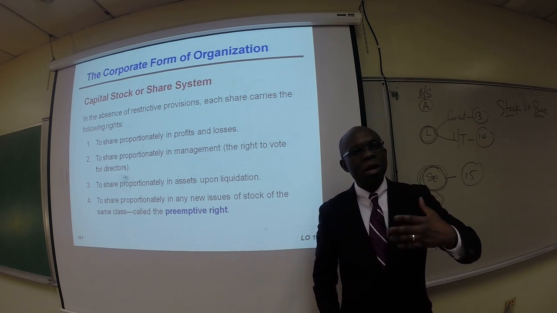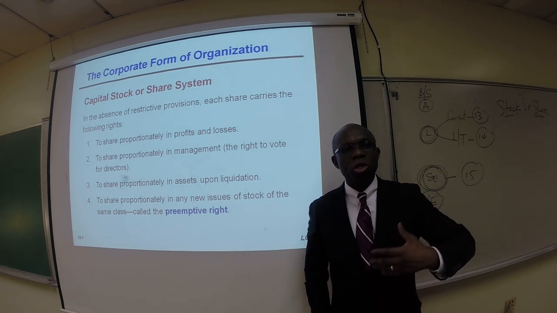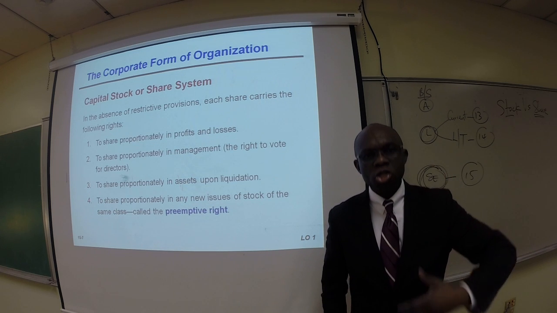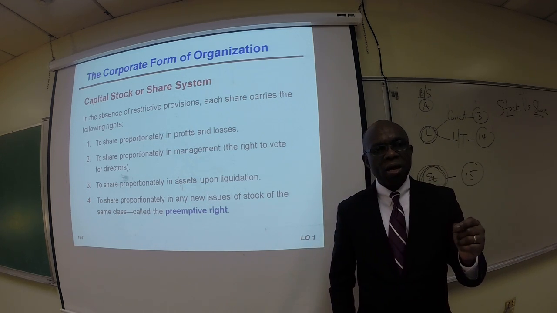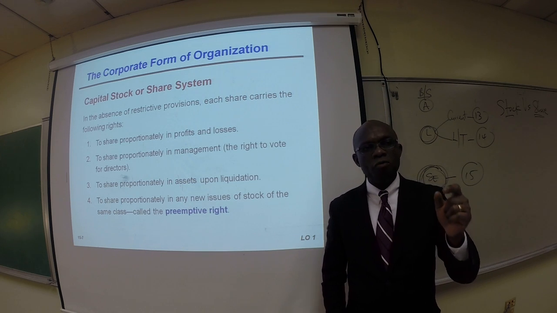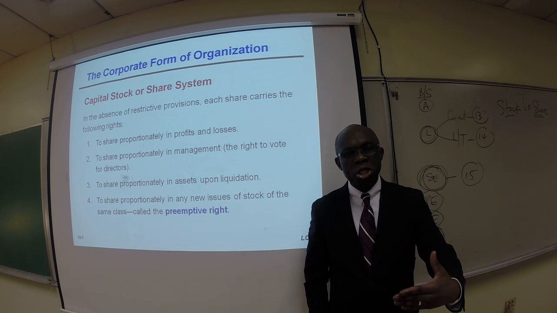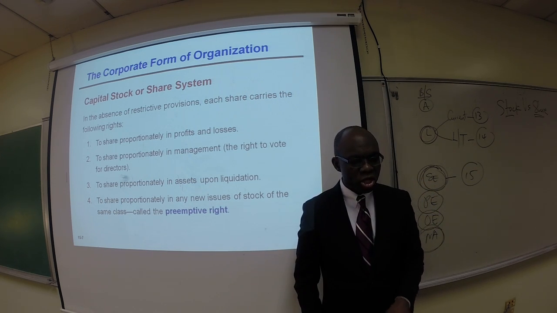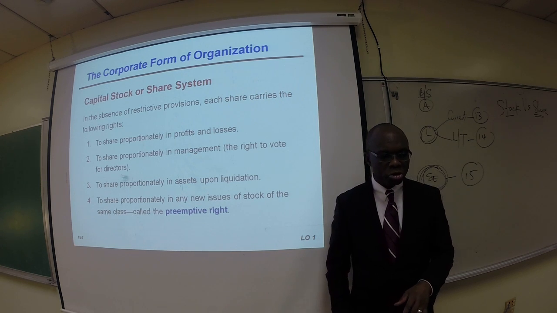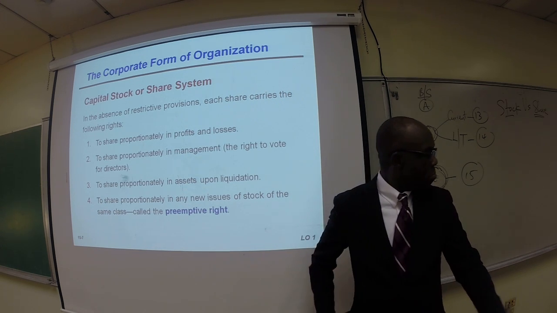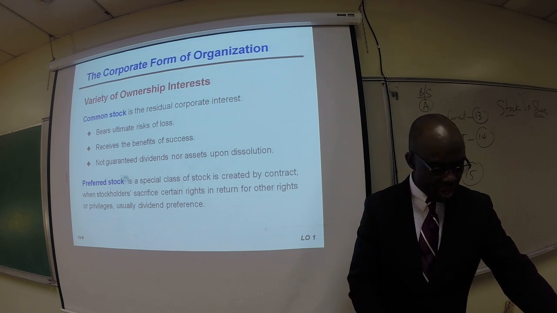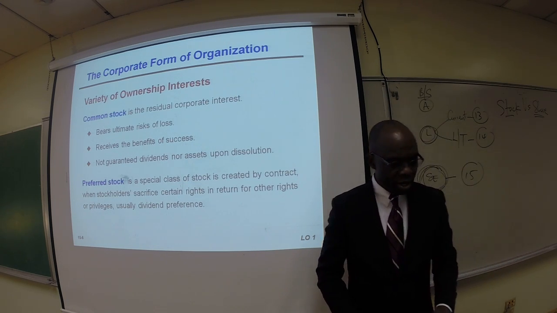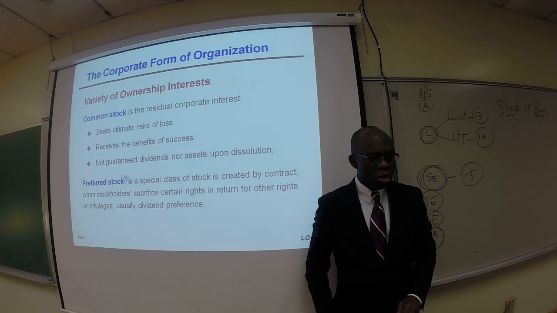Meaning, whenever the corporation issues additional shares of stock, you need to be given the right to buy X number of shares in order for you to maintain your ownership percentage. This right is very difficult to administer, so some corporations would take this right away from stockholders.